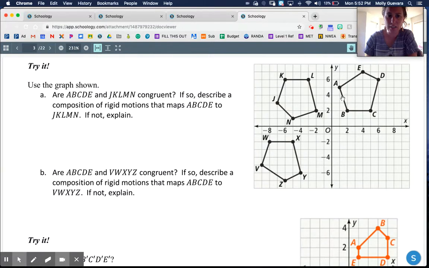Are these congruent? If they are, tell me what the composition of transformations is, right? Do I reflect it and then rotate it, or reflect it and reflect it, or translate it and reflect? Tell me how I get A, B, C, D, E onto J, K, L, M, N. If they are not congruent, tell me why. You're going to do this for A, and you're going to do it for B. So go ahead, hit pause on the video, and when you're ready, hit play and we'll go over it.